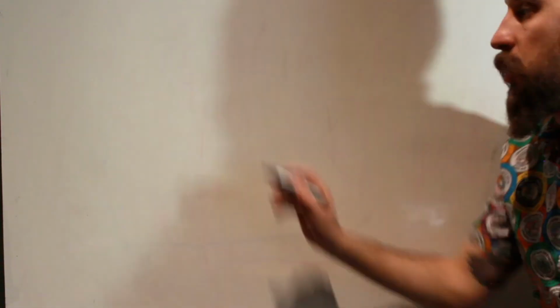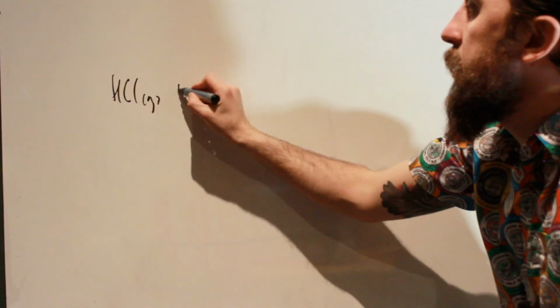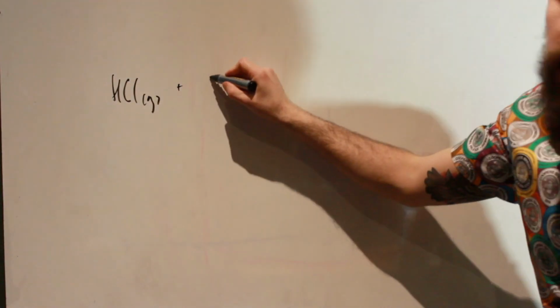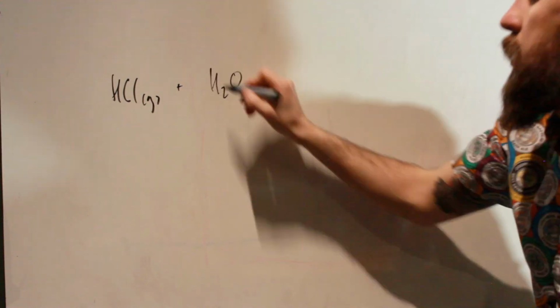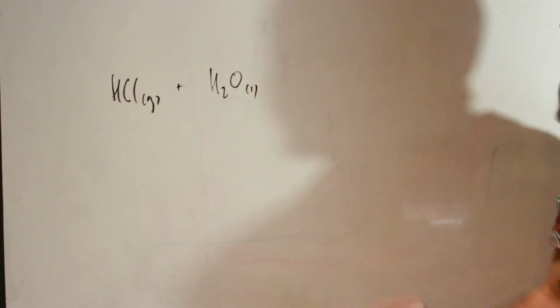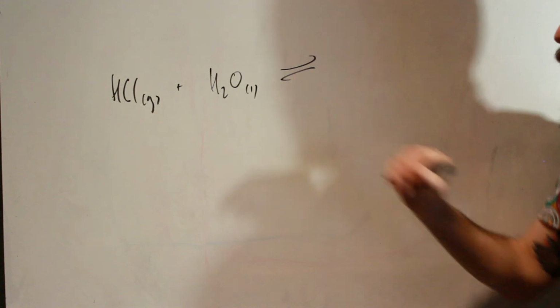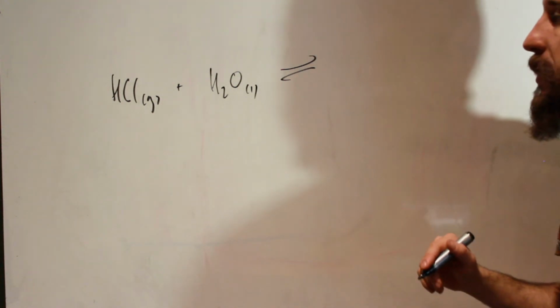So, reactions with hydrochloric acid. Let's start first with HCl. Let's say that's in the gaseous form, and we're reacting it with some water. So we are bubbling it through water, which is in the liquid form. In this case, for now we'll put it as an equilibrium. We're going to address this in just a moment.